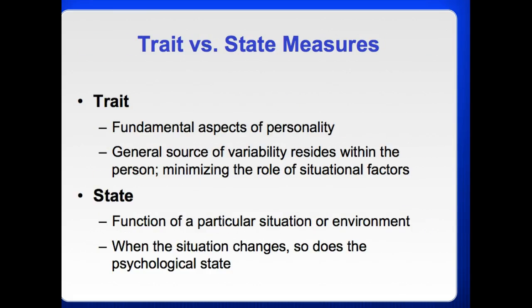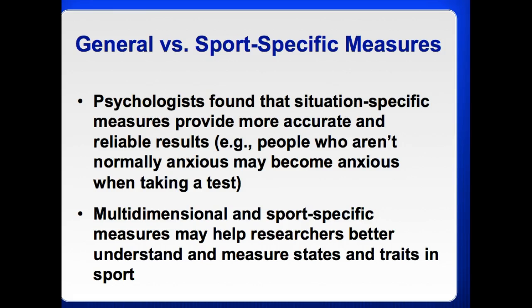The trait versus state measures. Trait: fundamental aspects of personality, a general source of variability that resides with the person, minimizing the role of situational factors. State: a function of a particular situation or environment. When the situation changes, so does the psychological state.